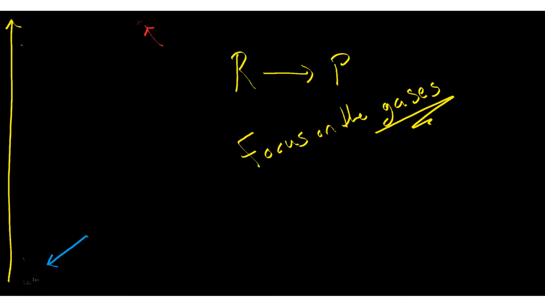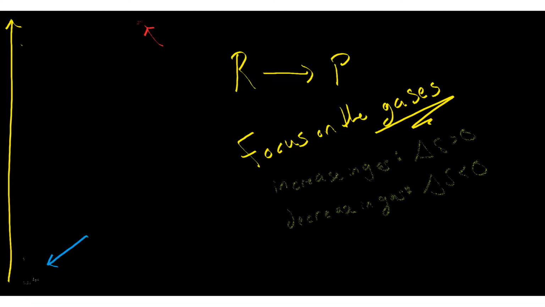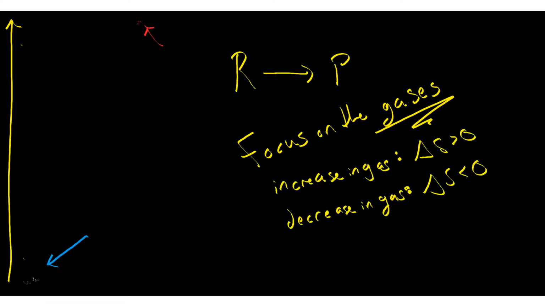Okay? The gases are going to be your guide to just guesstimating the change in entropy. If there's an increase in gas going from reactants to product, then there's an increase in entropy. If there's a decrease in gas, then there's a decrease in entropy. So all you have to do is count the number of moles of gas on the reactant side and the number of moles of gas on the product side and compare them. Whichever number is bigger, that's the side with more entropy.